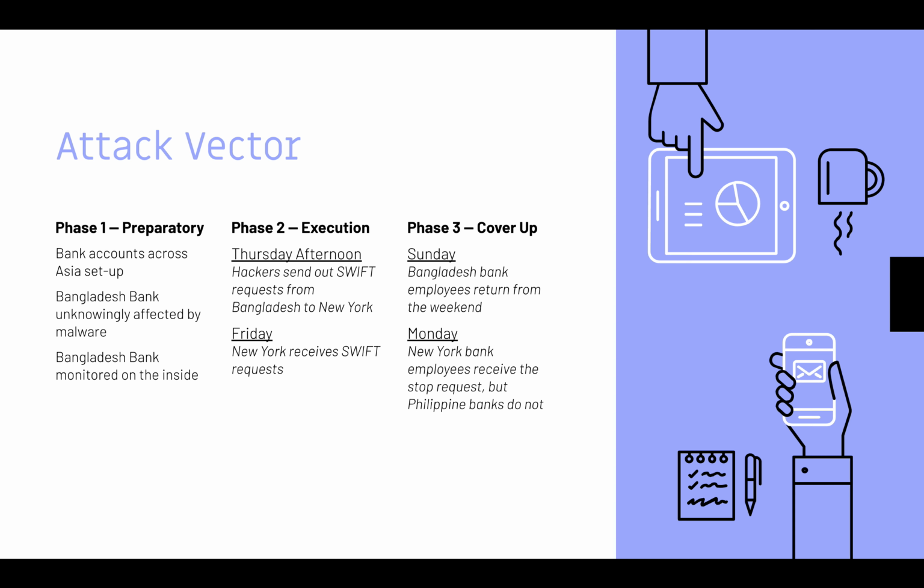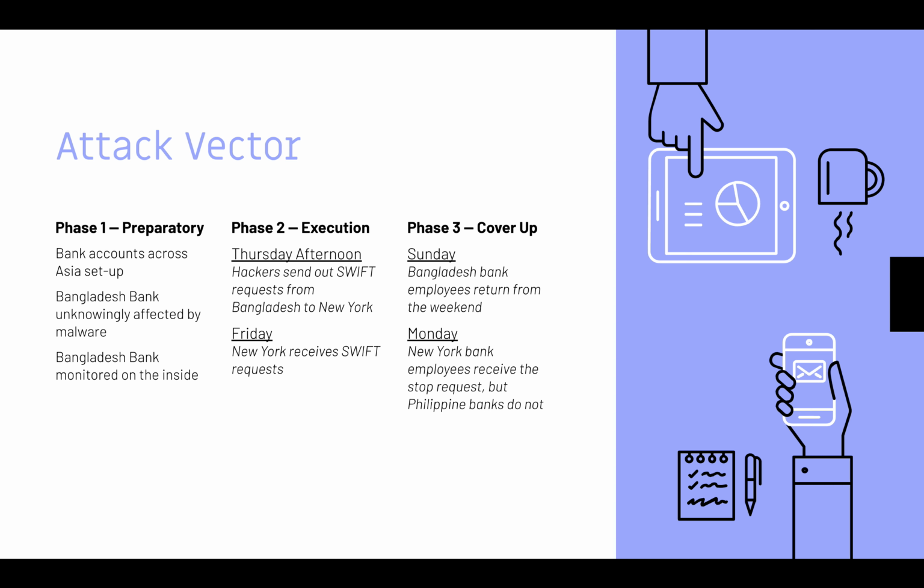Moving on to the attack vector, you could divide it up into three phases: preparatory, execution, and cover up. In the first phase, bank accounts all across Asia were set up, in countries like Sri Lanka, the Philippines, and Vietnam. These bank accounts were often made under false identities with fake driver's licenses. However, relaxed security in underdeveloped countries allowed these accounts to be opened and maintained.